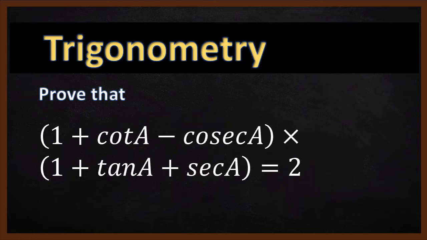Hello everybody. In this video, let us solve this trigonometry problem. What is the question? We've been given (1 + cot A - cosec A) when multiplied by (1 + tan A + sec A) is equal to 2. This is what we have to prove.